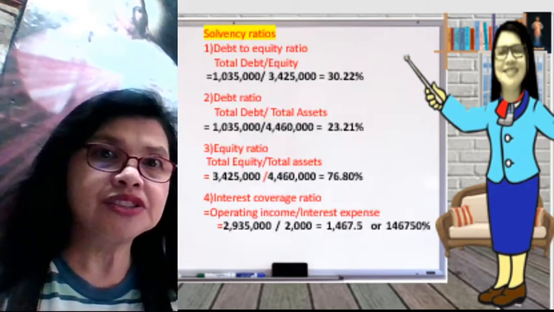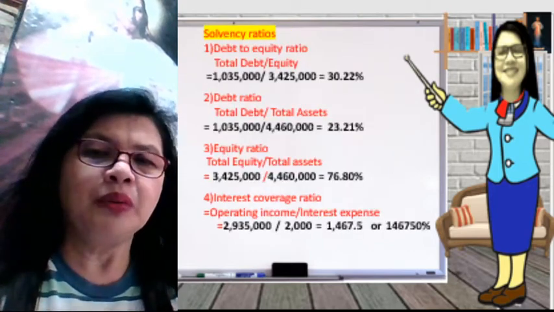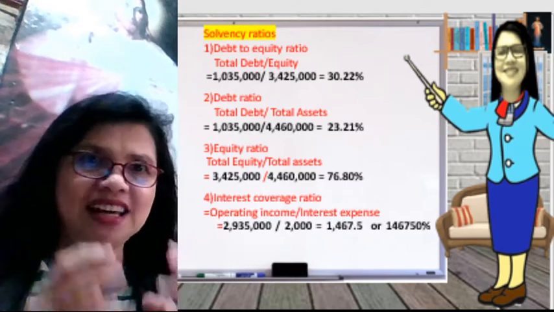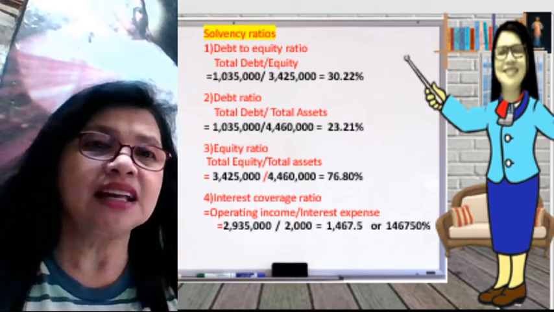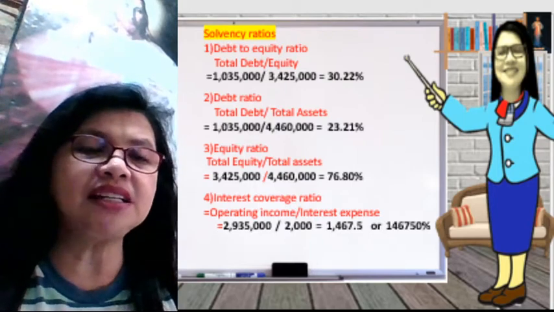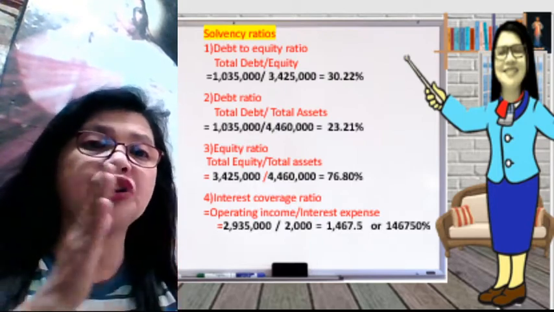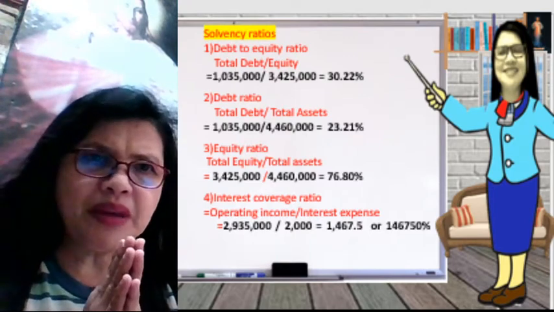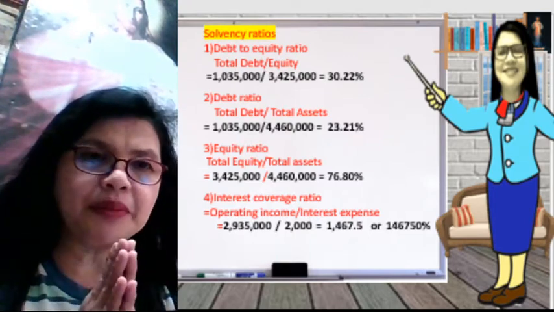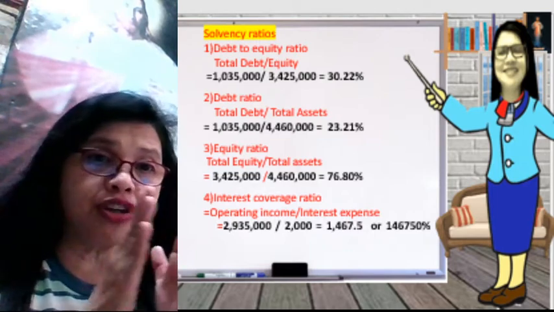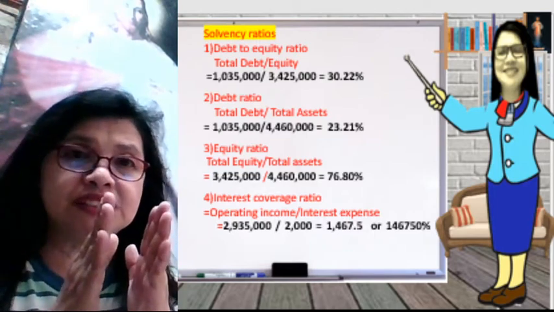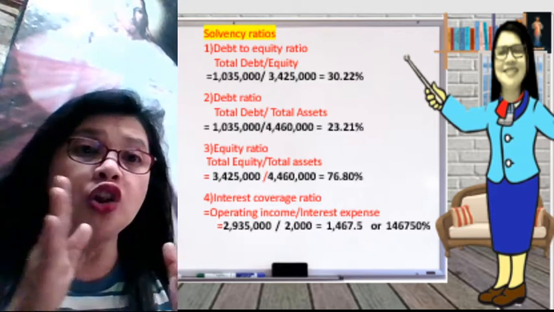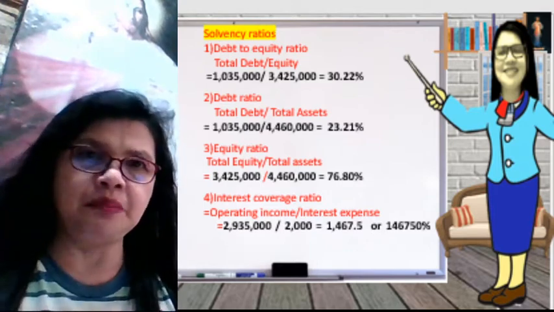Next, we have the solvency ratios. When we speak of solvency ratios, again, what is it? Solvency ratios means we measure the company's ability to pay its long-term liabilities. Liquidity means the capacity of the company to pay its short-term obligations, but solvency ratio means the capacity of the company to pay its long-term liabilities.